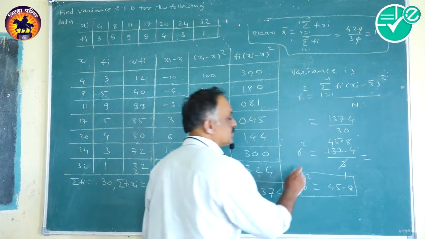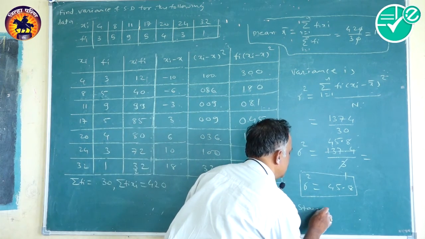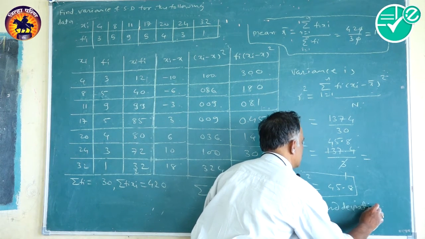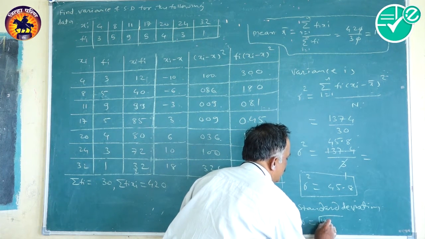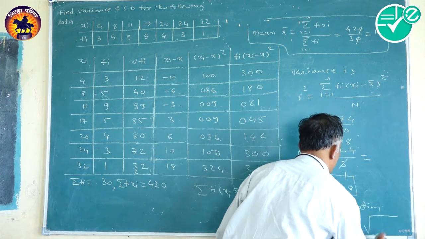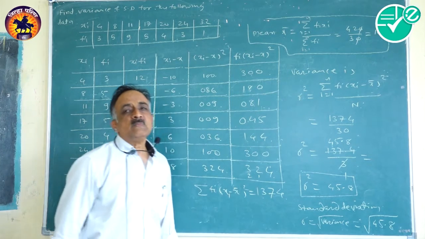Well, this is the variance. And now to get the standard deviation, sigma is exactly equal to the positive square root of the variance, and therefore it is exactly equal to the square root of 45.8. This should be the standard deviation.